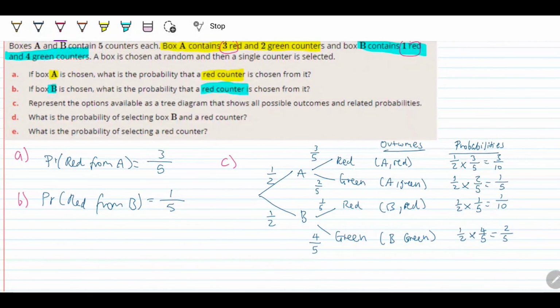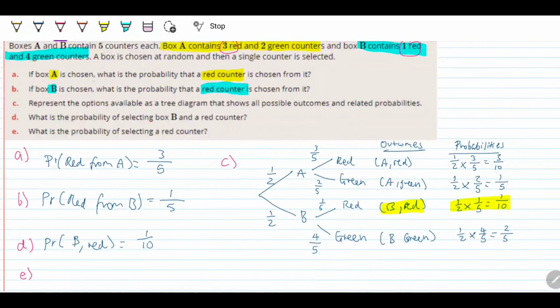In part D, this is asking us what is the probability of selecting box B and a red counter. So probability of box B and a red counter. So let's just go B red. If you follow our table, or should I say our branches, we worked out B in red is this combination here. That's going to be half times 1 over 5, which will give me 1 over 10.